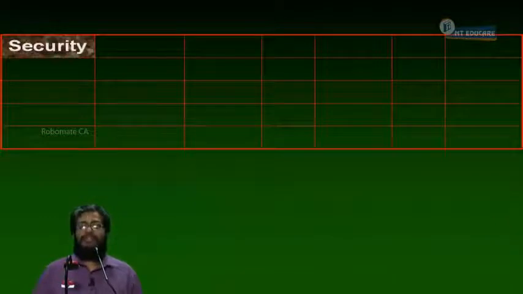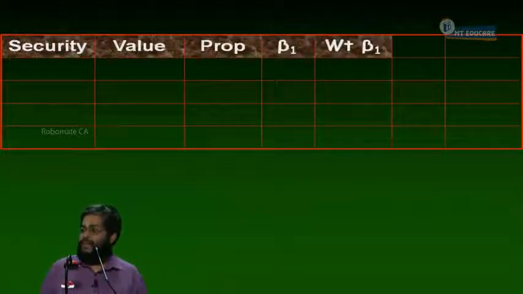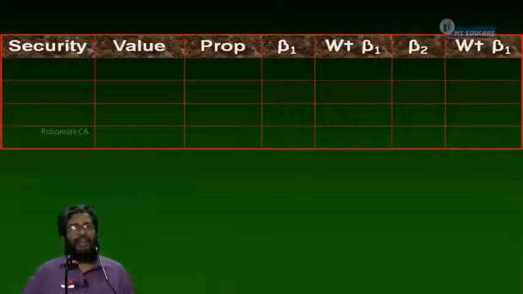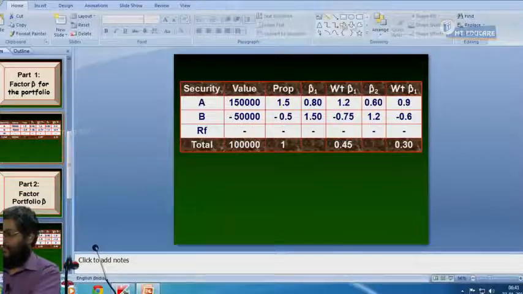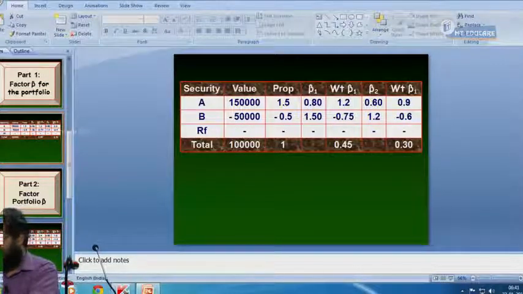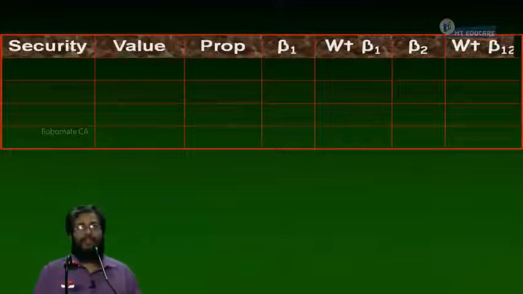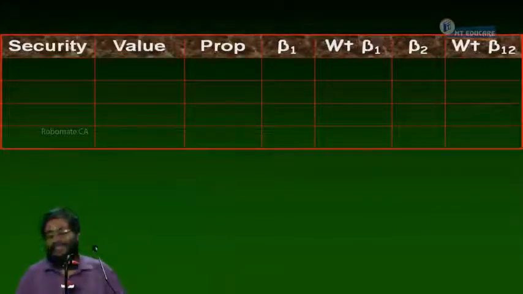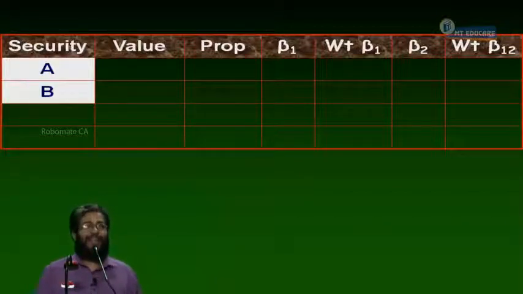Now, security, value, proportion, factor 1 beta, weighted beta 1, factor 2 beta, weighted beta 2. That should be changed. Make it as weighted beta 2. Okay, later I can change. Can you see it now? Okay, let's start together now. Security A, security B.